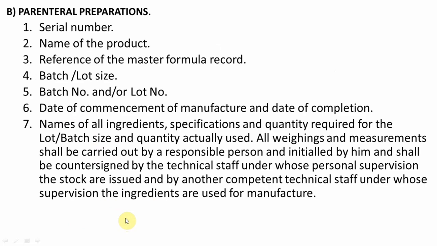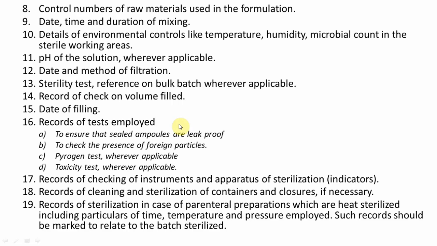B, that is parenteral preparations. It includes the serial number, name of the product, reference of MFR, batch or lot size, batch number or lot number, date of commencement of manufacture, then name of all ingredients, specifications, then control numbers of raw materials, date, time and duration of mixing, then details of environmental controls like temperature, humidity, microbial count in the sterile working areas, pH of the solution wherever applicable, then date and method of filtration, sterility test, then record of check on volume filled, date of filling, records of test employed, that is to ensure that sealed ampoules are leak proof, to check the presence of foreign particles, pyrogen test wherever applicable, or toxicity test.